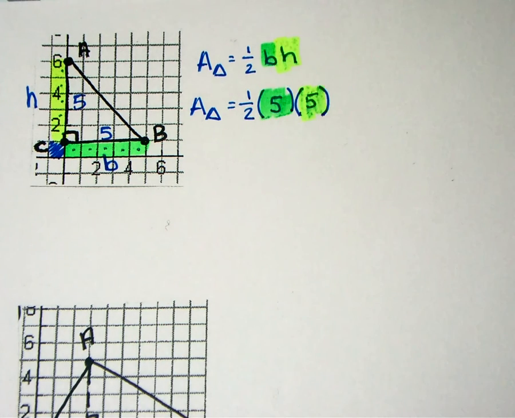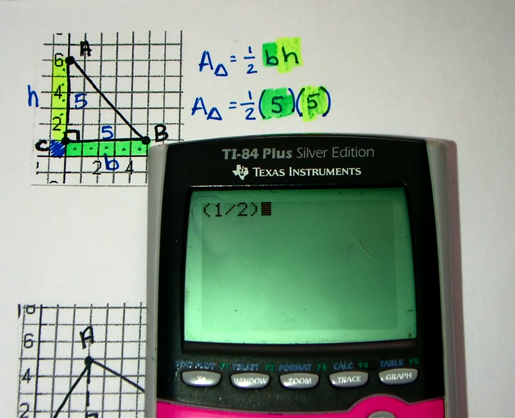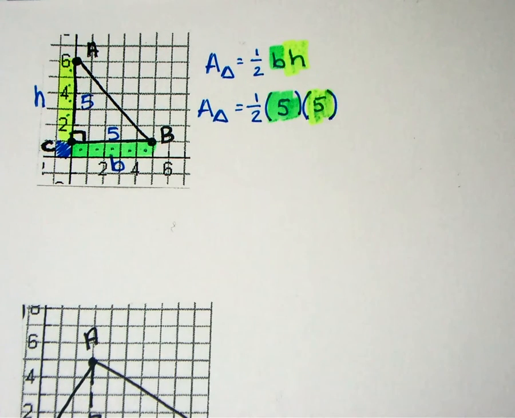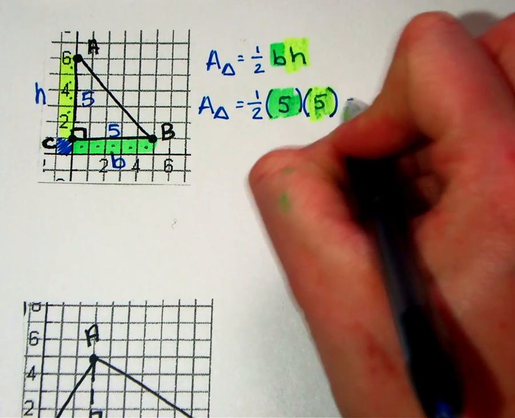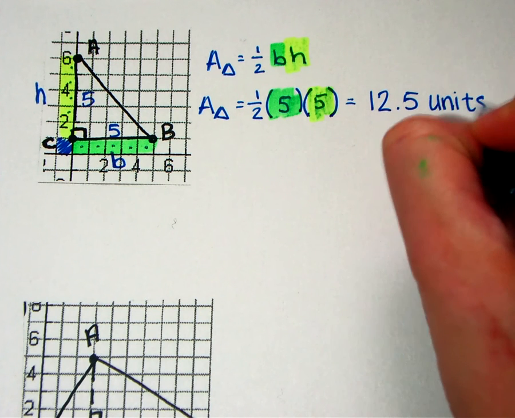From here, we can just go ahead and type it straight into our calculator. Make sure that when you type it into your calculator, you're putting the 1/2 in parentheses times 5 times 5. We get 12.5. You can leave that as a decimal or press math, enter, and change it to a fraction. Both of those answers would be okay. I'm going to just leave it as 12.5. So our area for our triangle is 12.5 units squared.